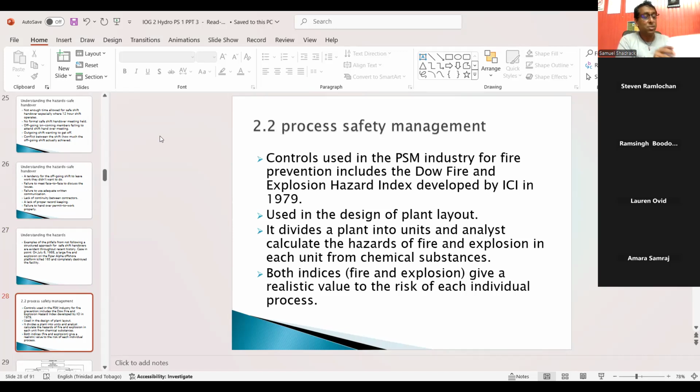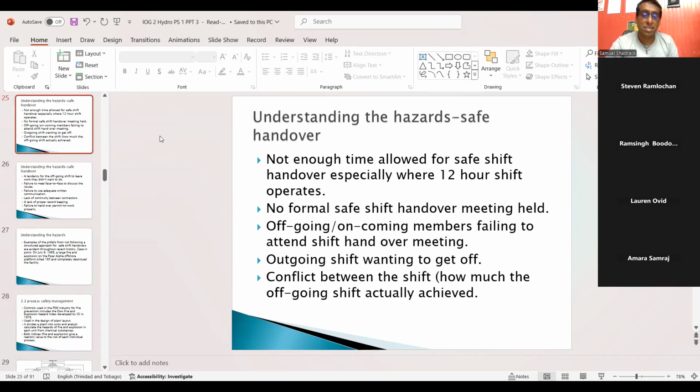You want to see what the book had in it? One short paragraph on safe shift handover. What it is. That's all the book had on safe shift handover. We had way more than that. By the way, it's the same thing. The hazards. Listen to it, and I'll show you what I have on this slide, right? The hazards is the same thing.